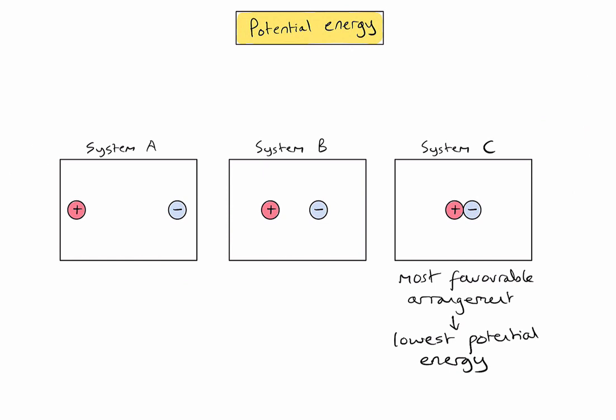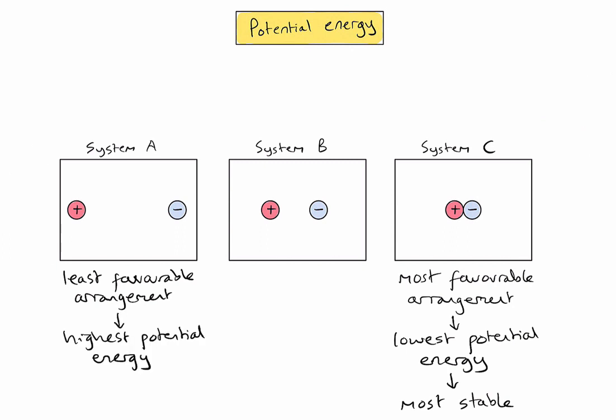On the other hand, the least favourable arrangement would be when these oppositely charged particles are furthest apart. This would be the highest potential energy system of the three, and therefore considered the least stable.